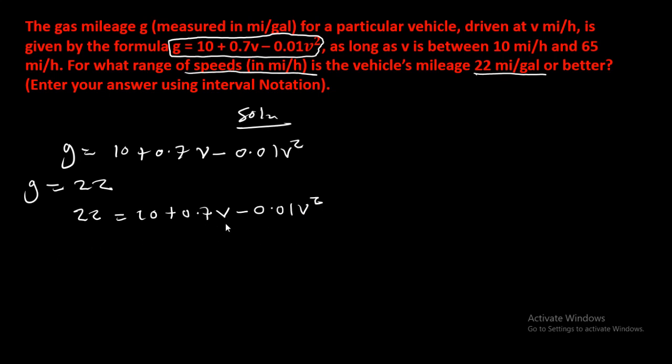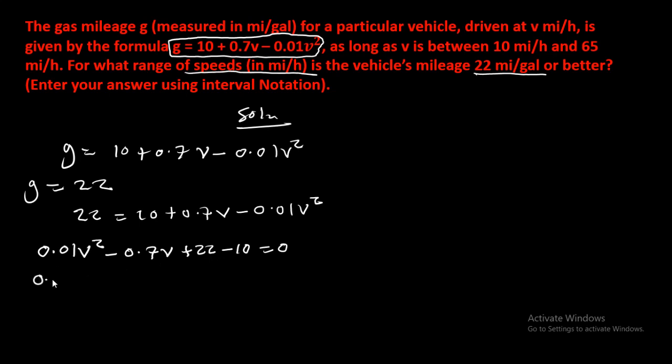At this point, we can collect the like terms. When we collect the like terms, we take this one to that side, this one to that side, and that one to that side. So this will be 0.01v squared minus 0.7v, and then plus 22 minus 10 is equal to 0. When we write this expression, we can subtract there.